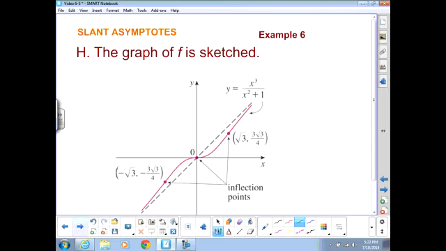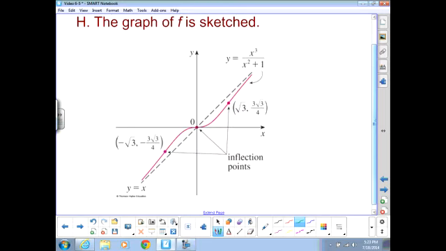Here's a nicer version of it. And you can see those inflection points there, and our slant asymptote the same as what we found.